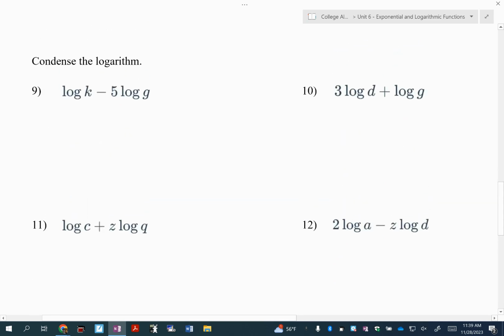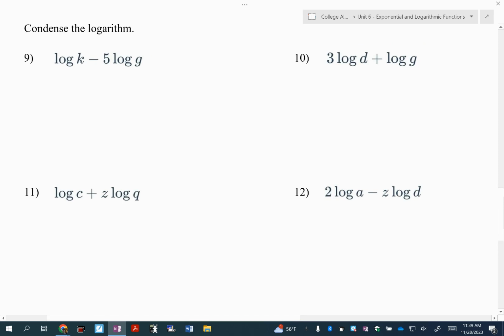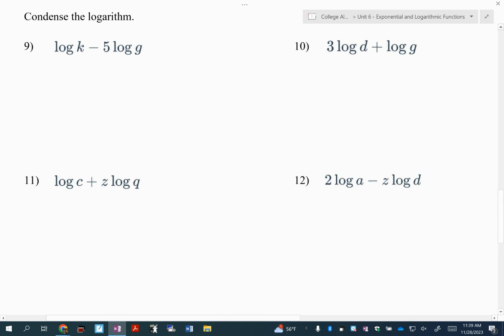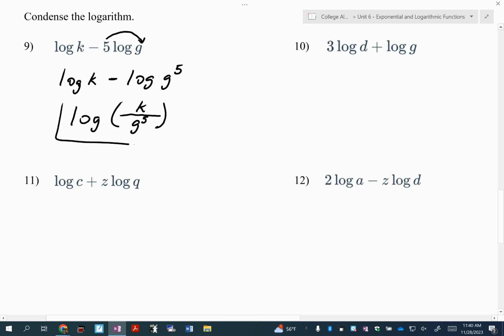So I try to mention this to you guys when we practice this, but if I see subtraction, I should be thinking division. When I see addition, I'm thinking multiplication, and vice versa there. So this first one I notice is going to be division, but I do have this 5 that's in front. So I'm going to rewrite that 5. Log of k minus, so I'm going to write the log of g, but raised to the 5th power. So move that number to become a power first. And now I can write this as 1 log, and my argument is going to be division, where k is on top and g to the fifth power is on bottom. So that is my answer for number 9.